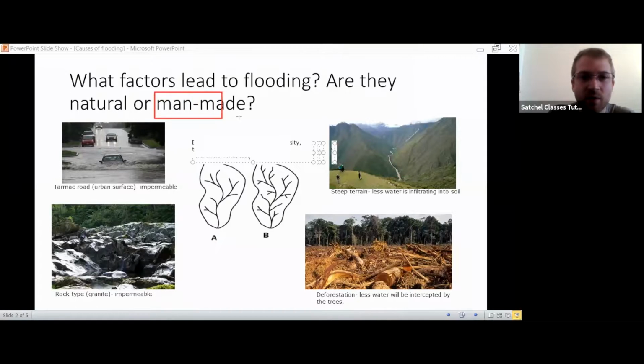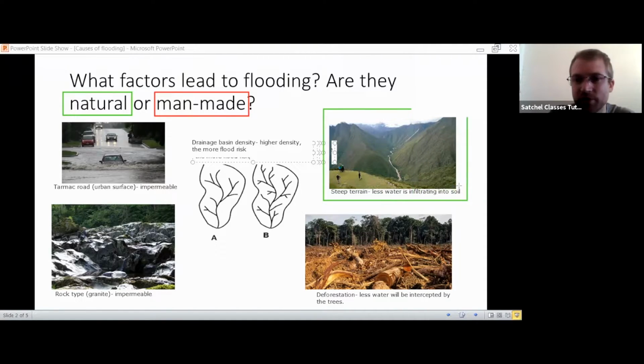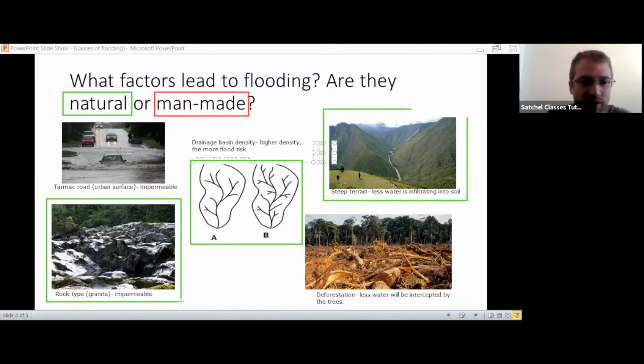So whether they are natural or man-made, we'll do natural in green and man-made in red. Natural has got to be our landscape. So steep terrain, we don't change that, but that's naturally what an area is given. Same with our drainage basins. We can't change that. The rivers are naturally created. Some will have more than others. And we can't change our rock types. Some will be permeable, some will be impermeable. So these are all natural characteristics.